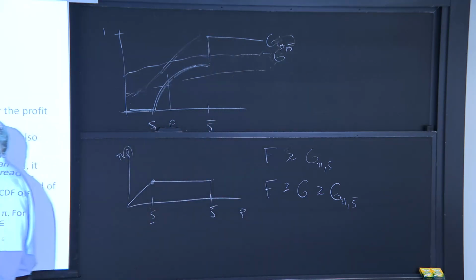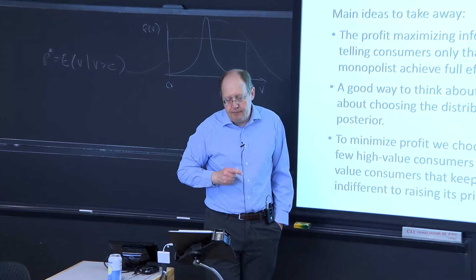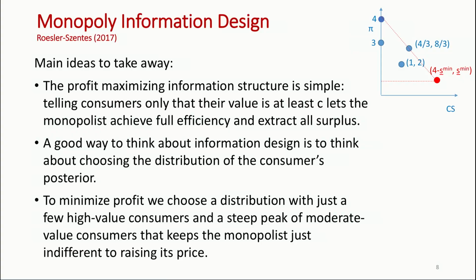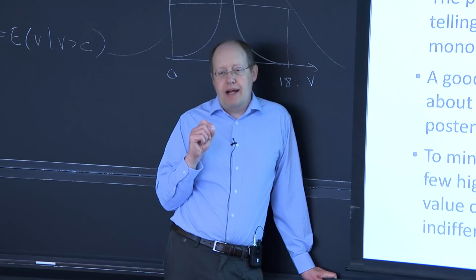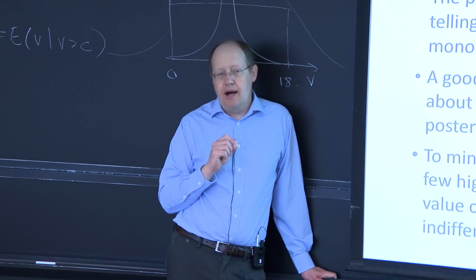So what are my takeaways? Okay, let me go to my takeaways first. Takeaways: the profit maximizing structure is simple. You just tell people if their value is at least C. A good way to think about information design is to think about choosing the distribution of the consumer's posterior. And if you want to maximize consumer surplus, what you want to do is get everyone to buy, and get everyone to buy at the lowest price possible.